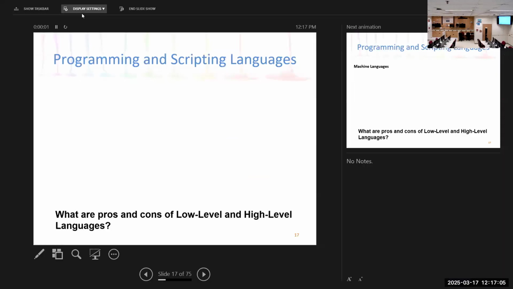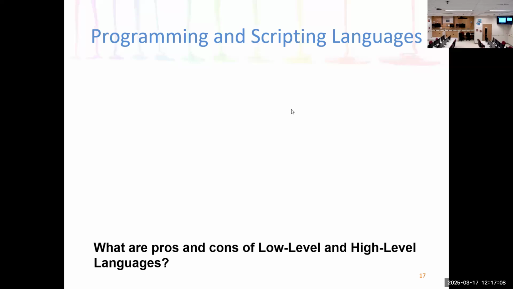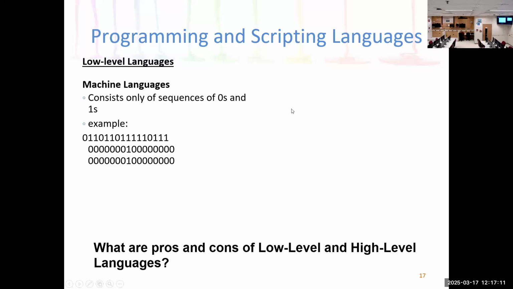Now for programming, it breaks down into low-level language and high-level language. So what is the low-level language? The first thing about the low-level language is machine language. Machine language is the language the computer ultimately works with. So what is it? Everything is 0 and 1 only. Because underlying every process, you have to convert it into 0 and 1. So machine language consists of only sequences of 0 and 1, and works with a specific computer.